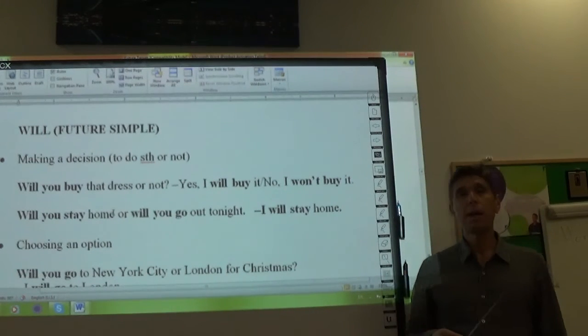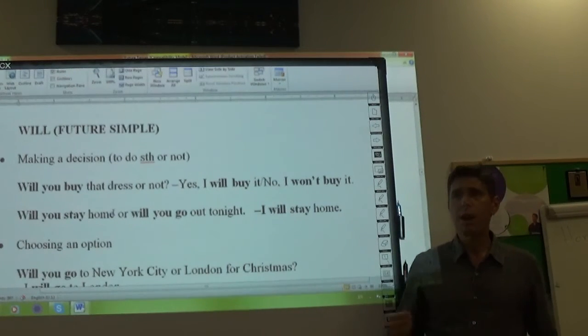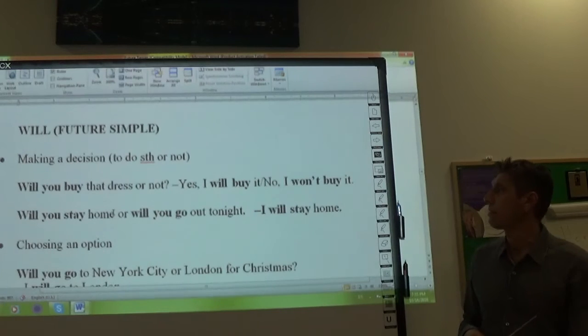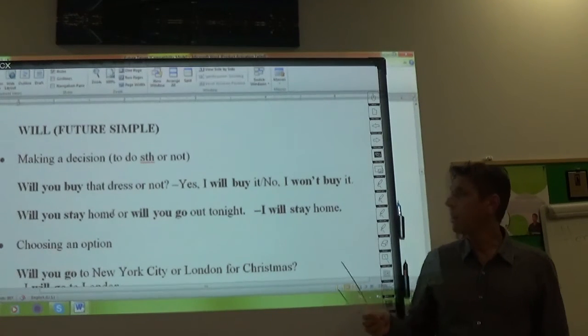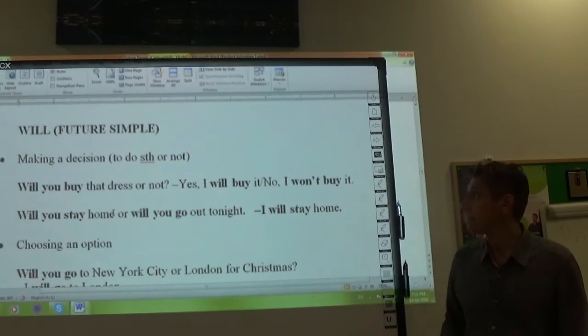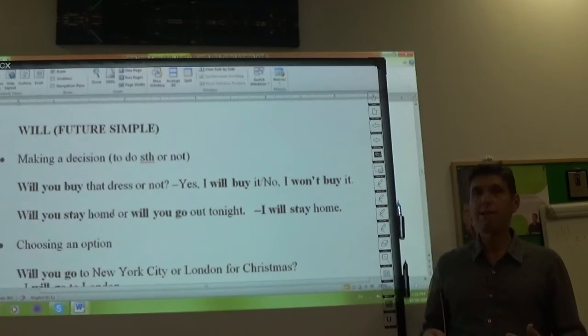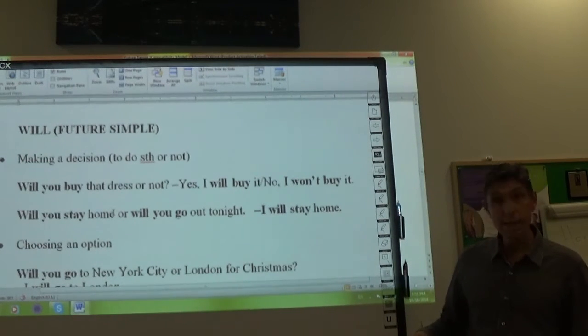Okay, so for example, let's say we've gone shopping. We are in a shop right now and we're looking at the dress. A lady is looking at the dress. So the store clerk asks her, okay then, will you buy that dress or not? The moment the lady has made up her mind and she announces her decision, she's going to say, yes, I will buy it. Or, no, I'm afraid I will not buy it.